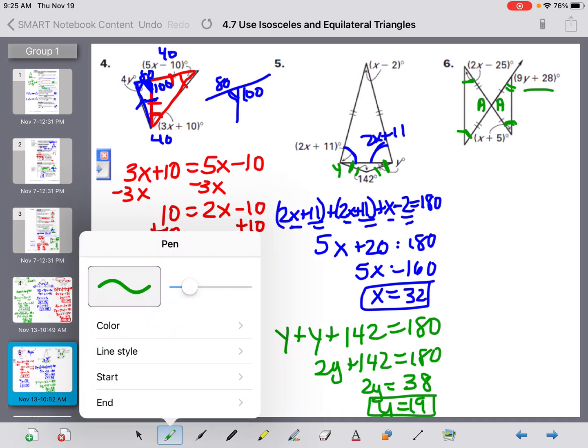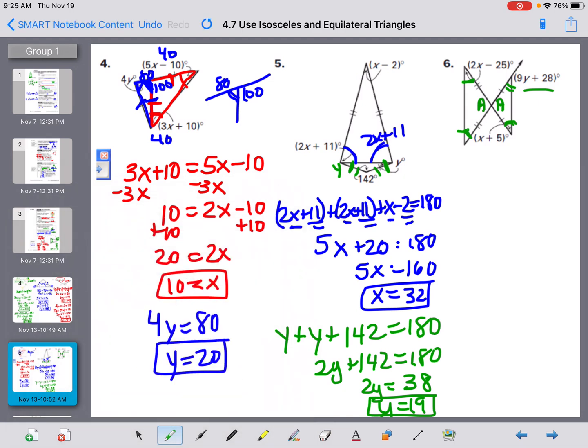So over here on the left side, I have an angle 2x plus 25, or minus 25. I should probably get that right. And a 2x minus 25 plus A equals 180, okay? On the little triangle on the right, if the bottom is x plus 5, its matching angle is going to be x plus 5. And I add A to it, and I get 180. Okay?